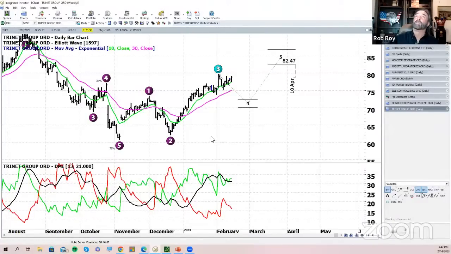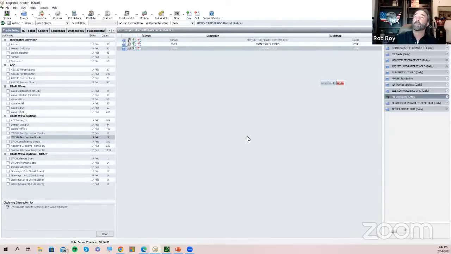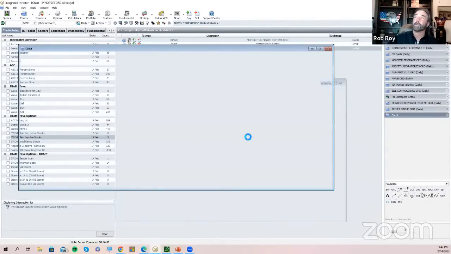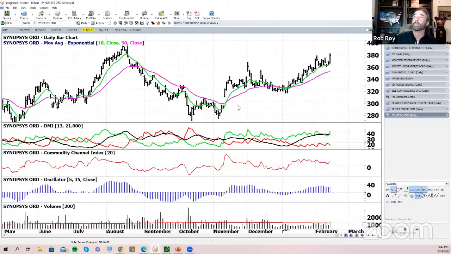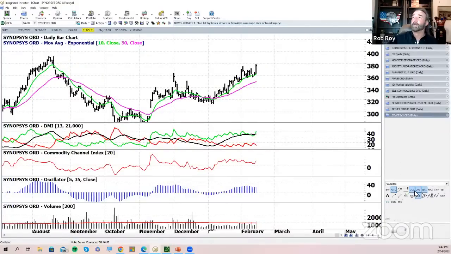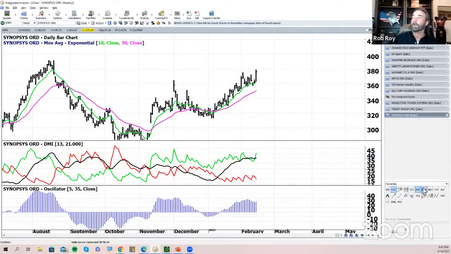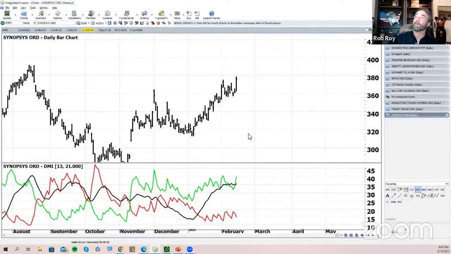So breaking to the upside, I think that one looks pretty good. And then Synopsys, let's see what that one looks like. I thought that one had made a pretty nice move, so I'm not surprised to see that on the list. And awfully good looking DMI here as well. So breaking above that looks like it wants to continue.